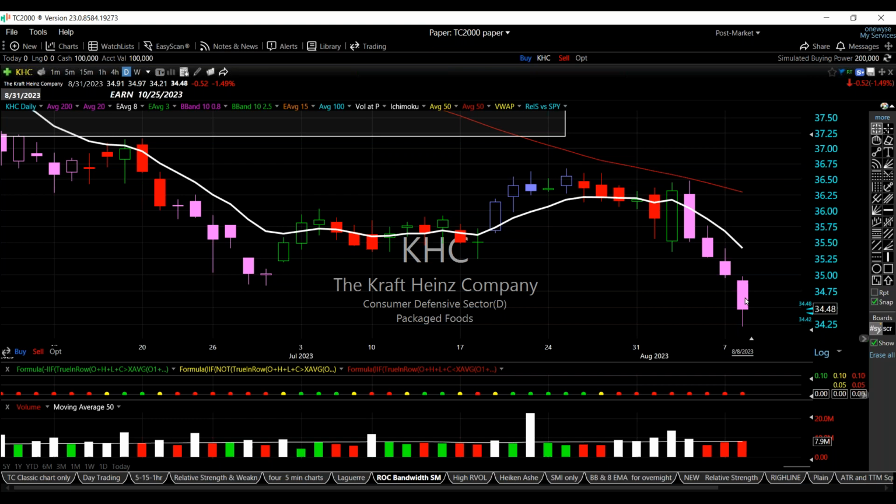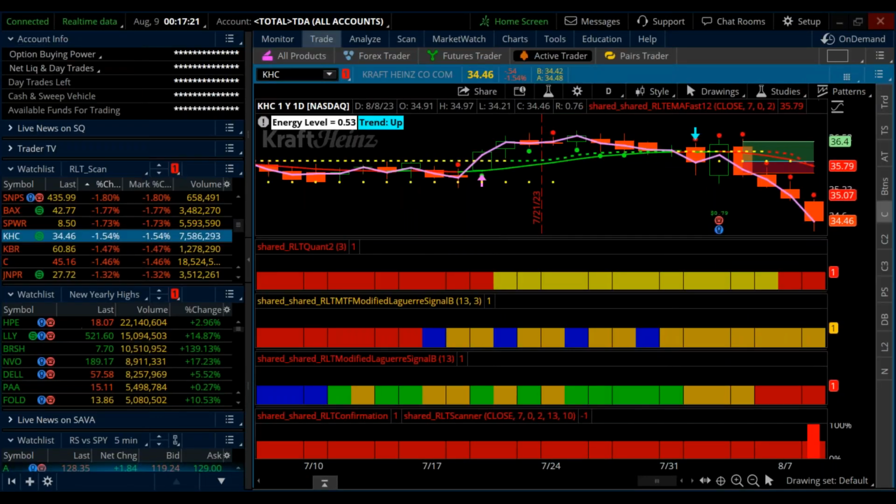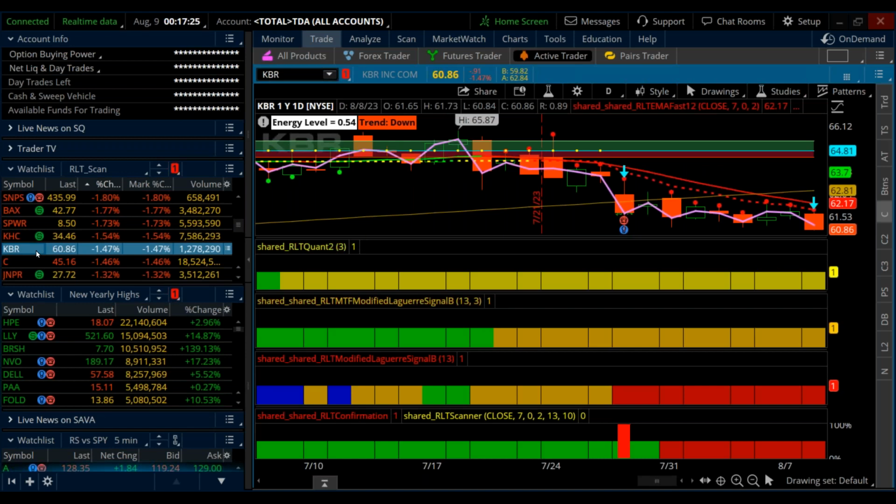So if you're in a stock like this short tomorrow, for example, you probably just want to make a day trade out of it. You probably don't want to hold it overnight, just because of how far it's extended from the 8. But it's definitely a good short setup on KHC. And let's see, KBR, that's pretty good as well, but I don't want to go through too many of these things. All right, so that's going to do that.